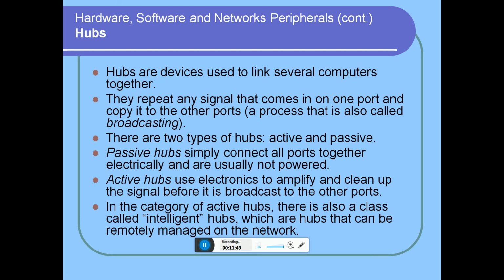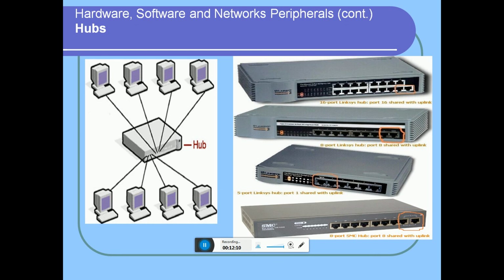Hubs. A hub is a device used to link several computers together. Like repeaters, a signal that comes into one port of the hub is copied to the other ports, which is also called broadcasting. There are two types of hubs, active hubs and passive hubs. Active hubs use electronic amplifiers to clean signals before sending them on. This is the hub: 16 port, 8 port and 5 port.